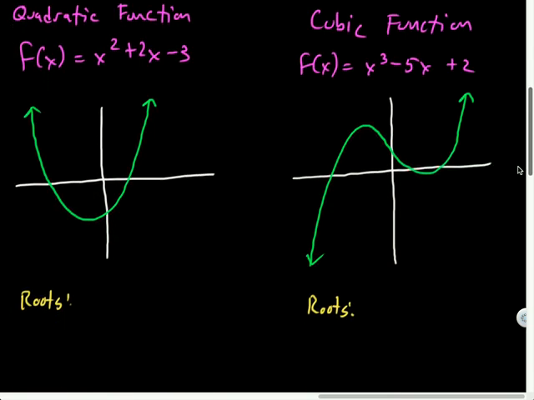How about for a quadratic function? It could have 0, 1, or 2. Yeah. But at most 2, right? Because I can't somehow get a line to pass through it more than twice. Otherwise, it's not a line anymore. All right. What about for the cubic?